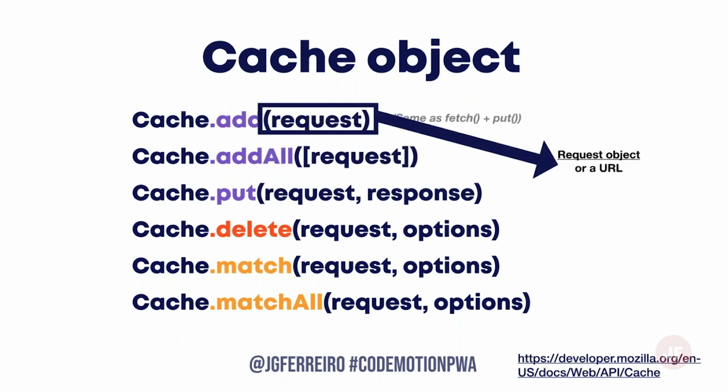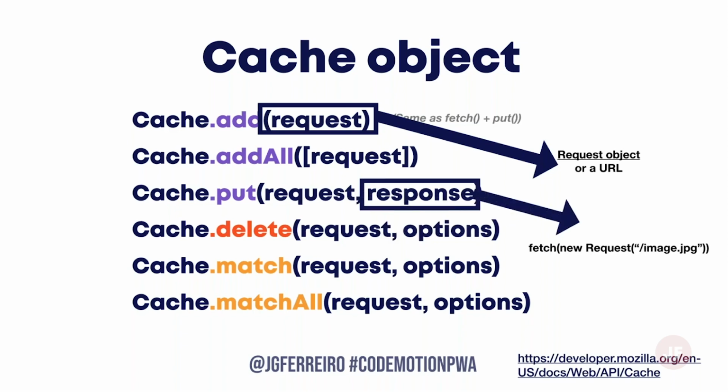So this will give us all the programmatic access to the cache. As you can see, this is just for clarifying, but the request can be a request object that you create with new Request and the parameters, or directly the URL. So you can pass a string like index.html or a path to your image. And then the response, basically, is what you get when you call fetch; that's a response in this cache object world.